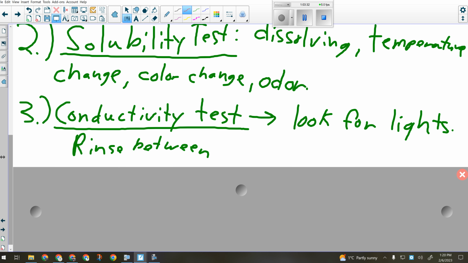And obviously I can't test the solution's conductivity until I have a solution. That's why I do this one after the solubility test, and why I do the observable properties before I put water in there. I can't really observe what it looked like once it's in the water. So there's a specific order that we have to do the tests in. How are we feeling about these tests? Are they pretty easy? Pretty straightforward.